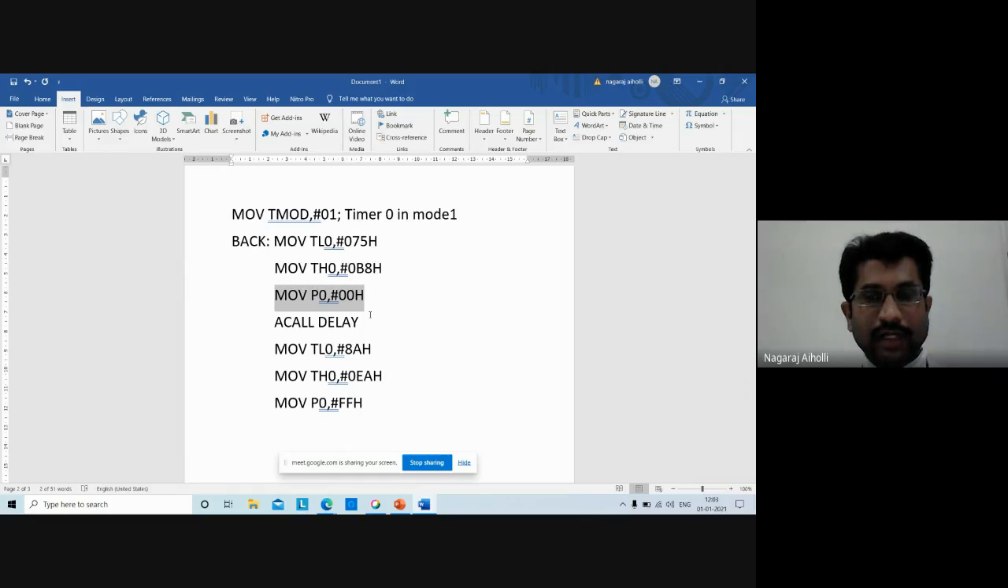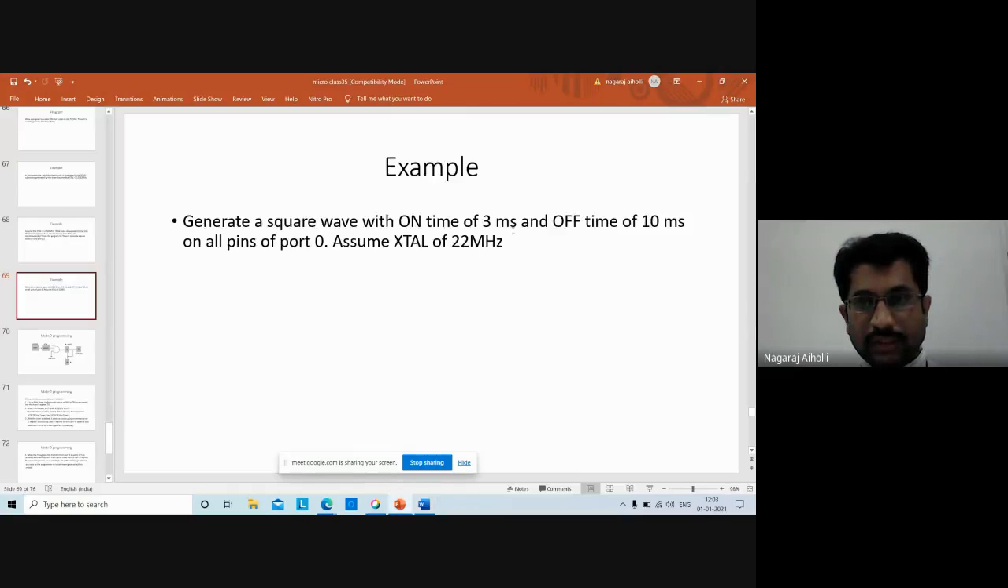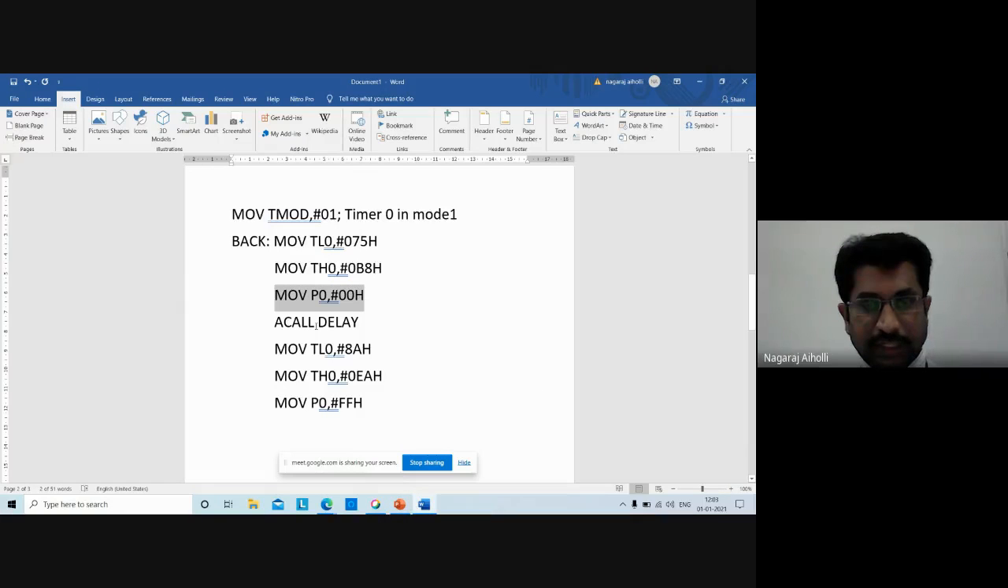How much off time they have given? Square waveform. Off time is 10 milliseconds. It will remain off for 10 milliseconds. That is a delay. Then again it will return. This is for giving the delay of 3 milliseconds on time delay.